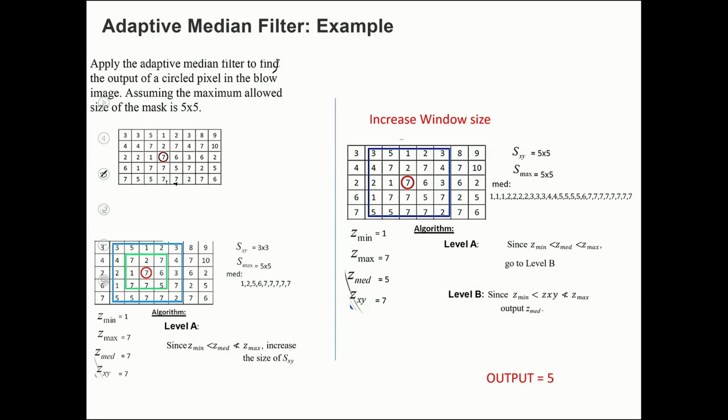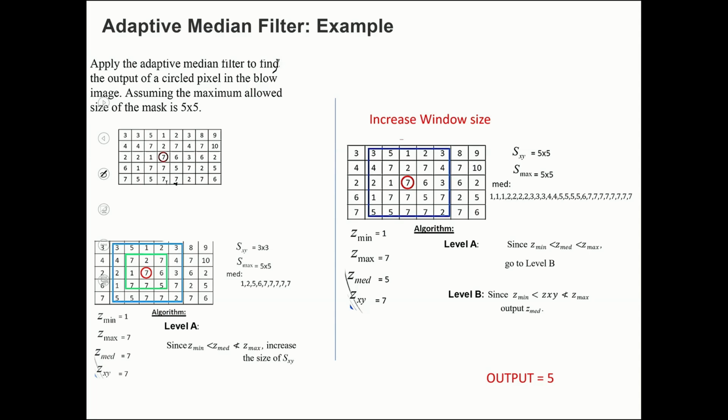Now we have these values. Now go to the condition. First I said the first level is that the median should be in between min and max. But the median is 7 and it is not in between. It's equal to the maximum. It means that the median itself has which noise? Salt noise. So what I have to do is increase the size of x and y. I go one step further and increase the size, which is 5 by 5.